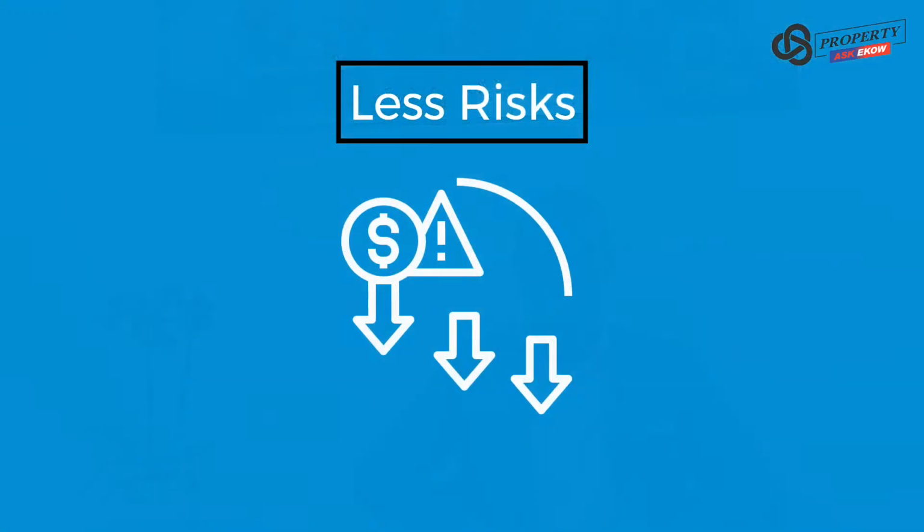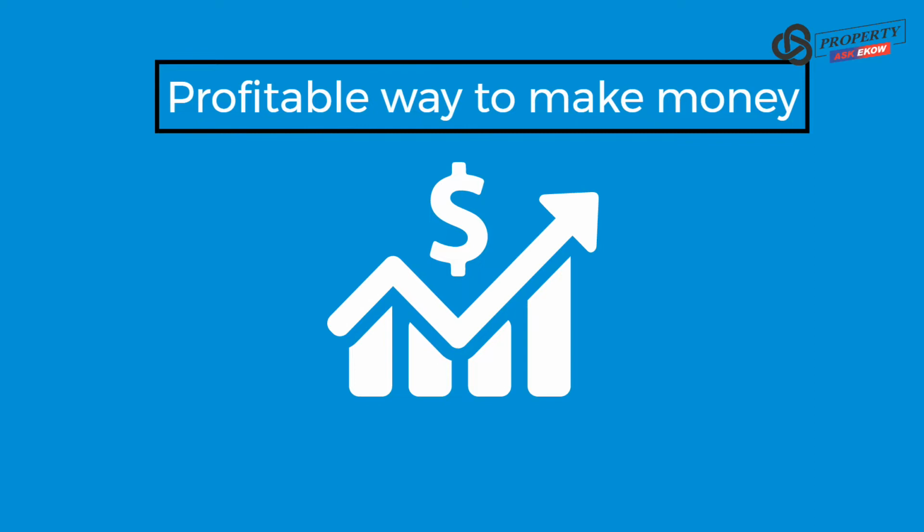Using options to get control of a property is one of the least risky and most profitable ways to deal in real estate. I use rent to buy option to get 100% finance. The biggest benefit of doing rent to own is there's no bank involved most of the time. Let me give you an example of how to use an option to make big money.